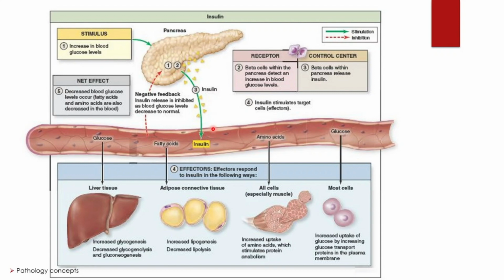Secreted insulin helps the liver to increase glucogenesis, adipose tissue to increase lipogenesis, muscle cells to increase uptake of amino acids, and other cells to increase uptake of glucose by increasing glucose transport proteins in the plasma membrane.